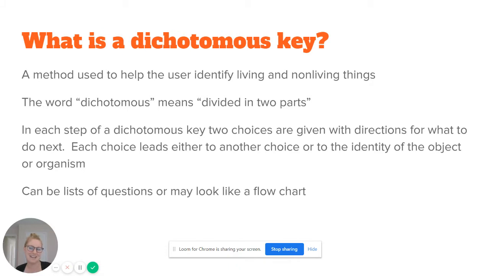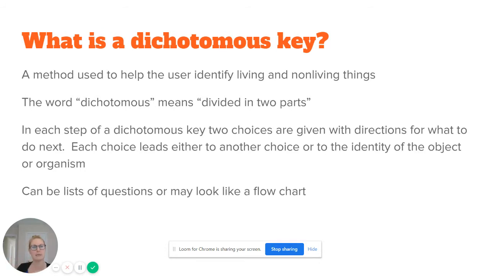So first, just what is a dichotomous key? It's a tool we use to help us identify living and non-living things. Dichotomy or dichotomous means divided into parts. So we're going to see soon that essentially we're using steps that have two choices. If you've ever read any of those books as a kid, which is sort of like a choose your own adventure, you can either go to this page or this page. That's sort of what a dichotomous key is, with the ultimate goal of trying to classify something that you're not sure what it is.